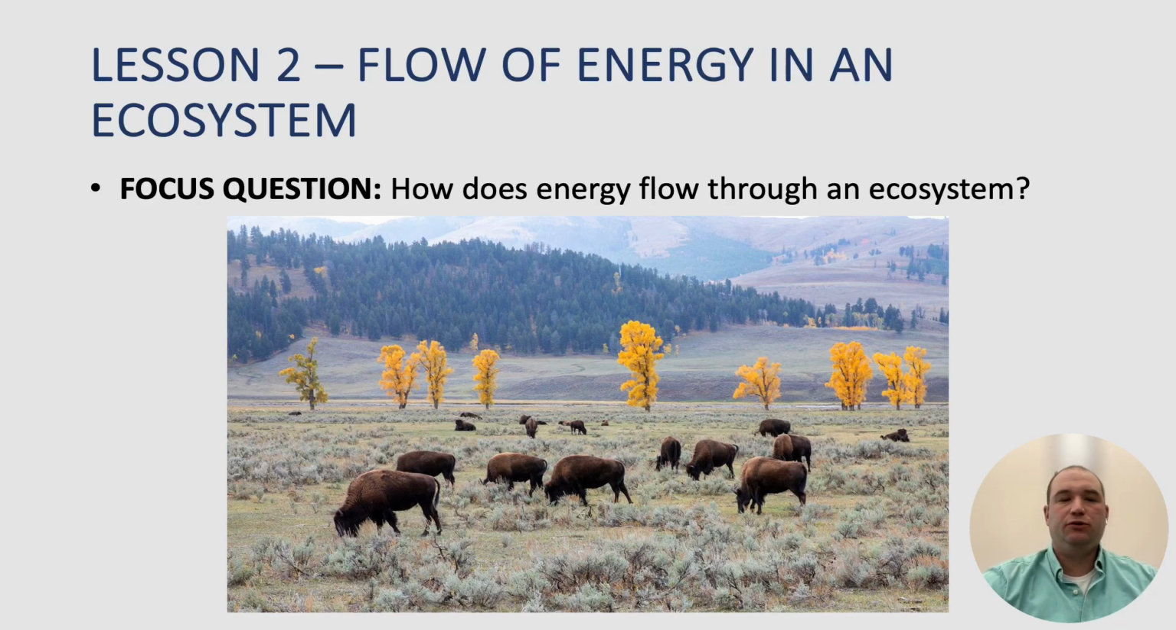So in Module 2, Lesson 2, we're going to be looking at the flow of energy in an ecosystem. Our focus question for this chapter is how does energy flow through an ecosystem? When we're talking about energy, we're talking about when something eats something, the energy is transferred from one to another. And if you remember, most of the energy on Earth comes from the sun. So how does the energy get from the sun to every living thing on planet Earth?